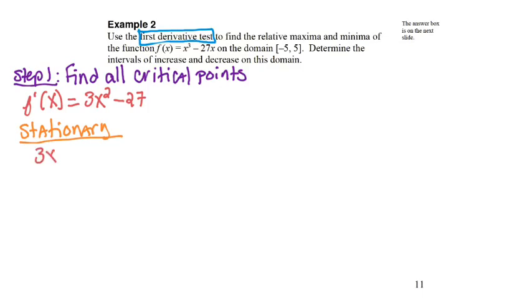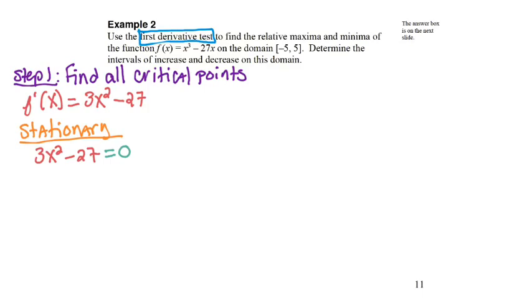So I take the derivative 3x squared minus 27, set that equal to 0. Now in this problem, you could add 27 to both sides, divide by 3, and take the square root of both sides, although it'd have to be plus or minus. Most problems, you'll have to factor or use the quadratic formula, so I'm going to go with factoring.